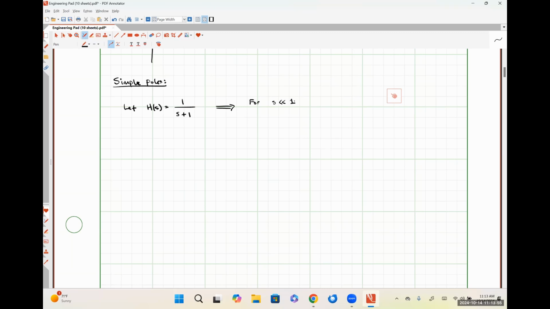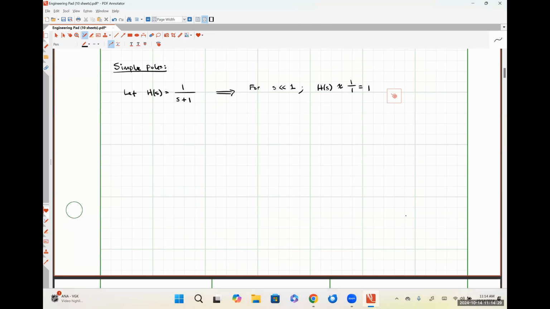So when our system's frequency is much less than 1, what does this thing look like? So H(s) should be approximately equal to 1 over 1, which is just 1. Absolutely right. So at very low frequencies, our frequency response is going to be that of a constant value of 1. So it's just going to look like 0 dB. So let's put that down. Okay. So here we have H(s) measured in decibels.